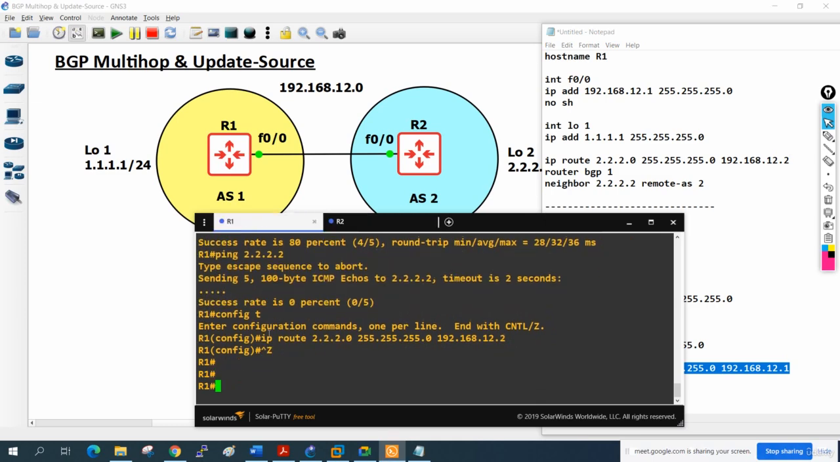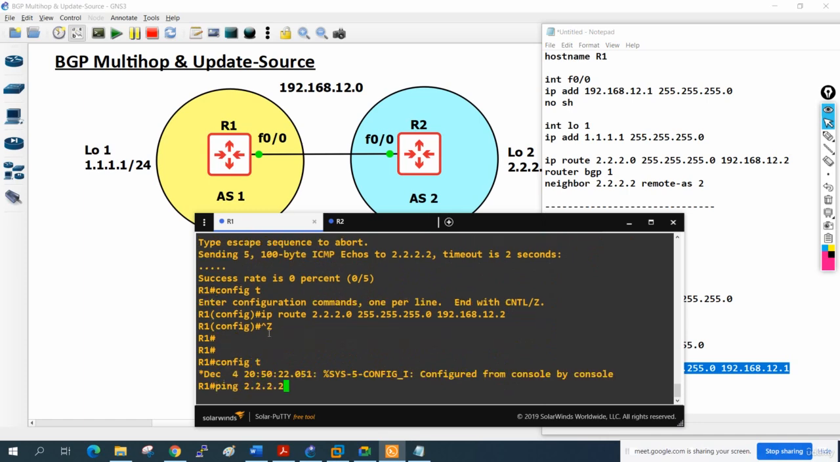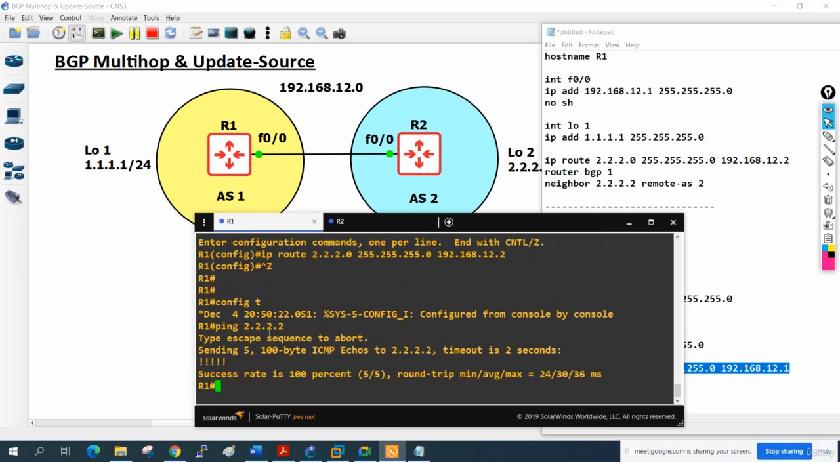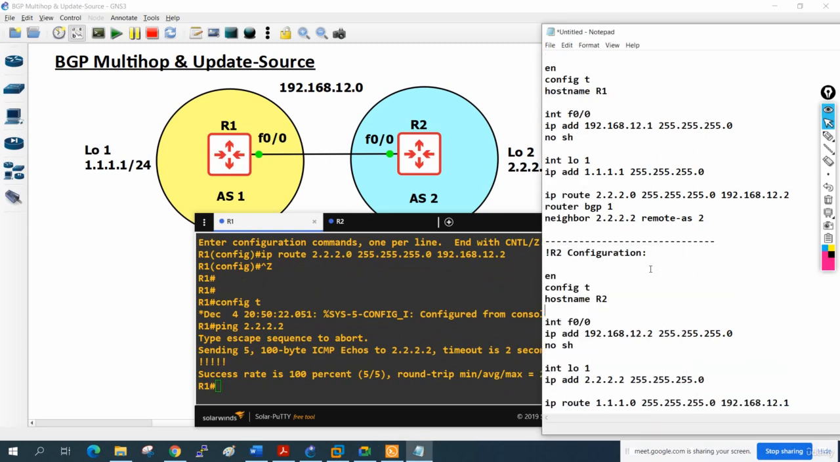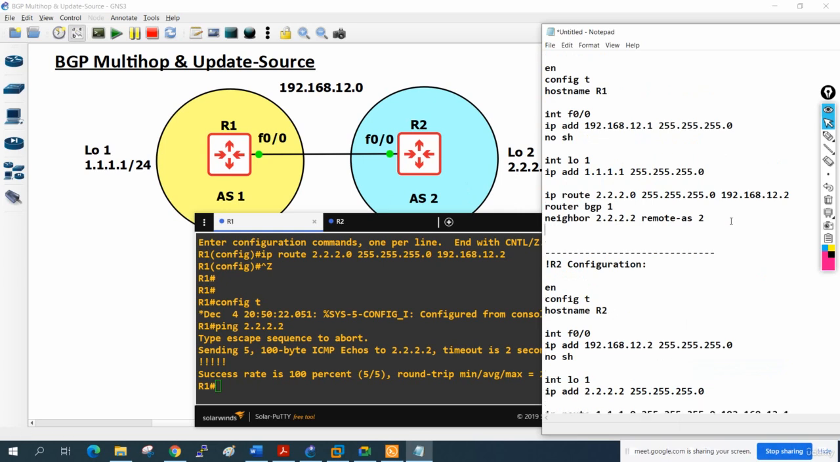Now we can ping, and it will work. Before, it was not working, but now we have reachability. See, we have reachability, it is working. So now if we configure BGP, it will work. Let's see what we did here. I wrote router bgp 1, neighbor, gave the neighbor IP, and wrote remote-as 2. Now I want to advertise my loopback, so I will write how we can advertise our own network.